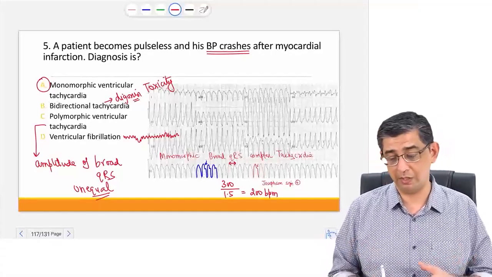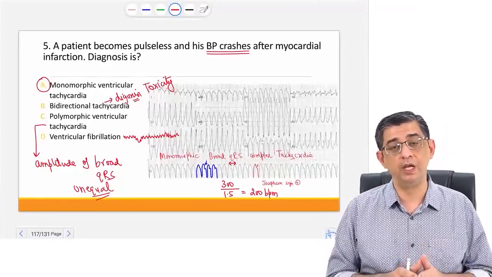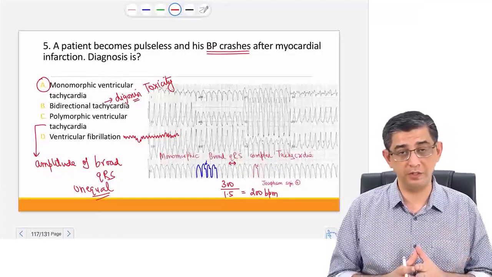Or rather, I would say that this patient is having a pulseless ventricular tachycardia of the monomorphic variety, and we need to give a DC shock for this individual.